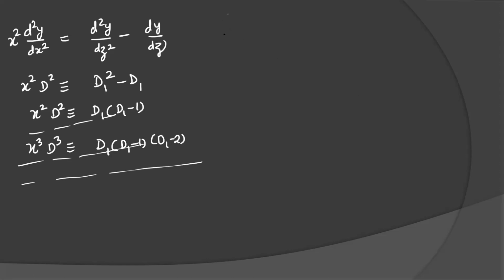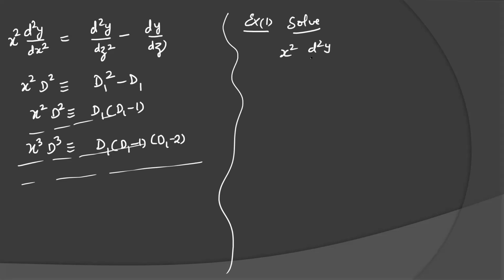So this substitution is very important. Let's see one example based on this type of differential equation. Solve x square d2y by dx2 minus 4x dy by dx plus 6y is equal to x square.